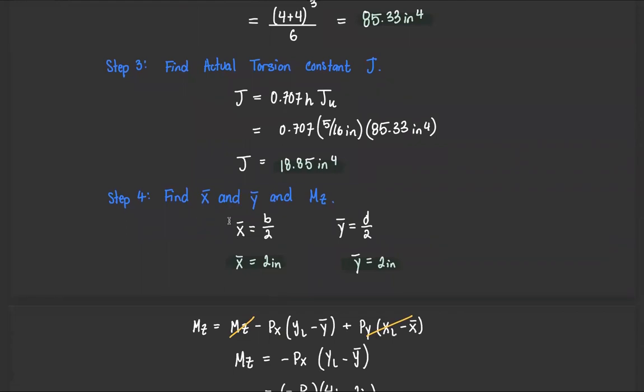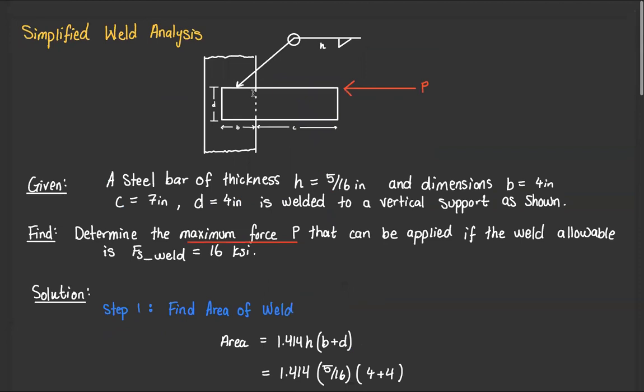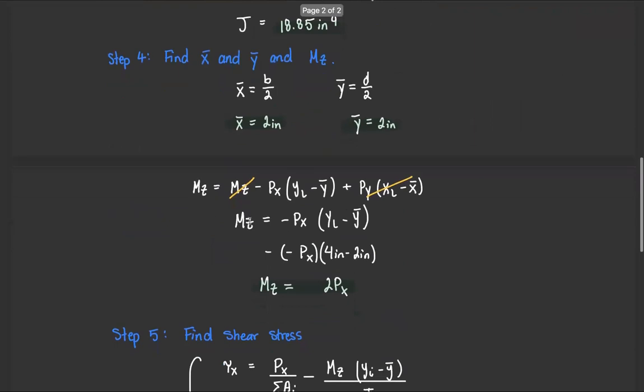Next, it is important that we define our X bar and Y bar. These equations can be found in the table as well for in-plane simple weld analysis. So we get an X bar of 2 inches and a Y bar of 2 inches as well. Here it's square, and the dimensions are the same, so we can see that the X bar and Y bar are going to be at 2 inches each.